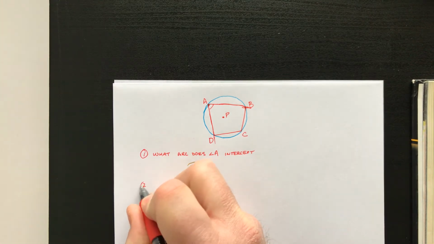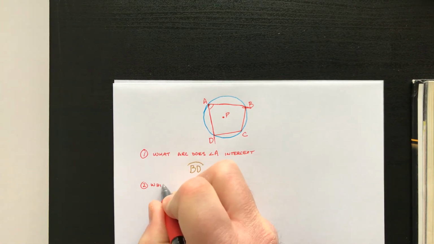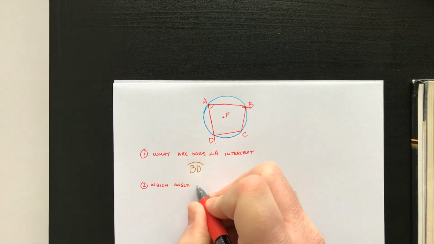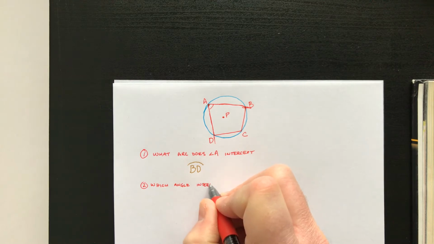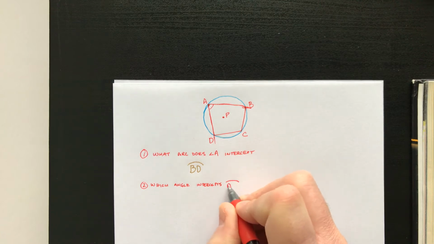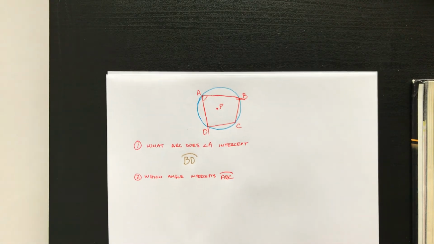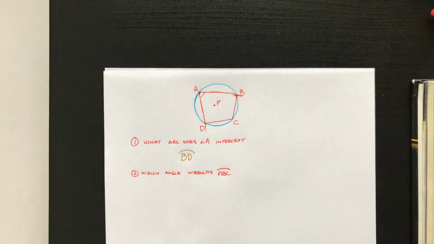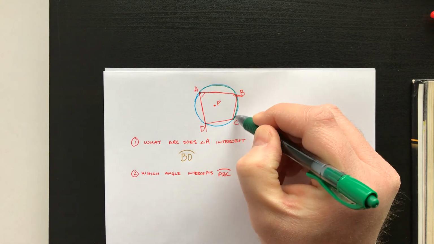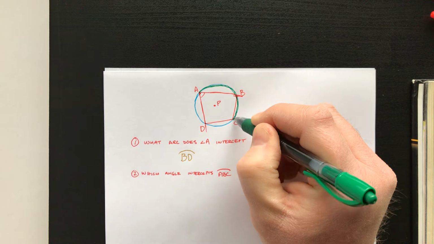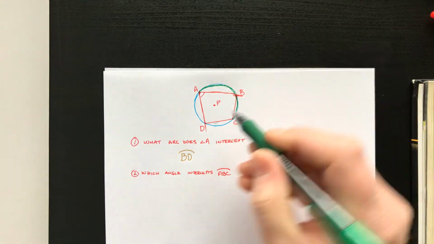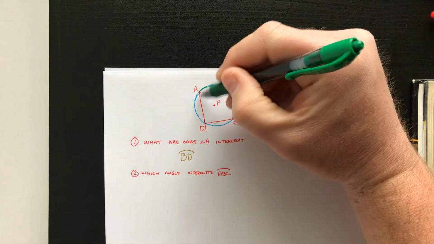All right, for number 2, it says, which angle intercepts arc ABC? All right, well, if we look at arc ABC, it is this arc right here. So what angle is cutting that arc? Well, it's going to be angle D. All right, angle D.